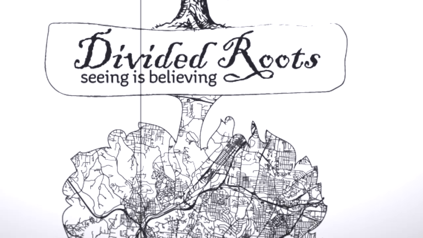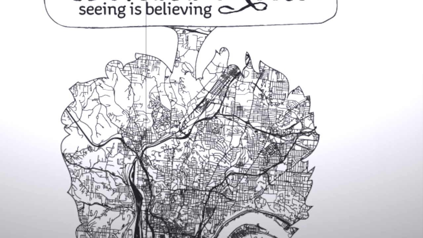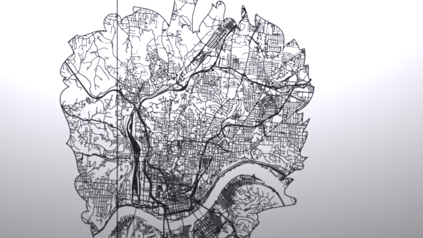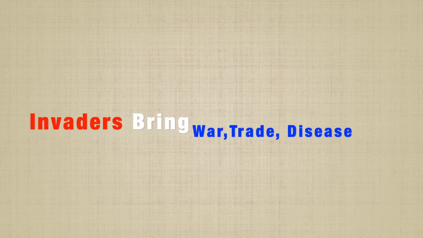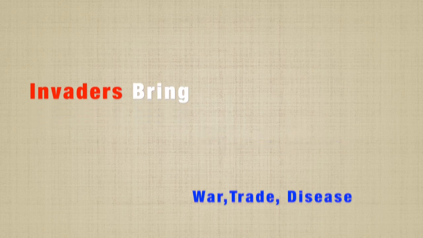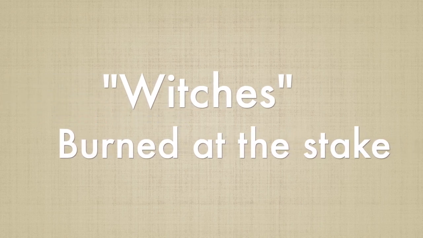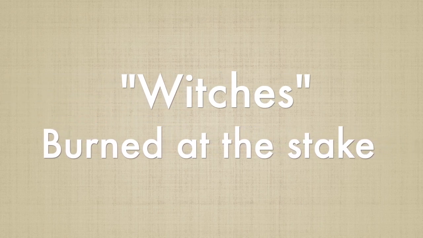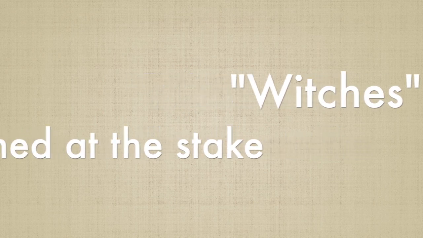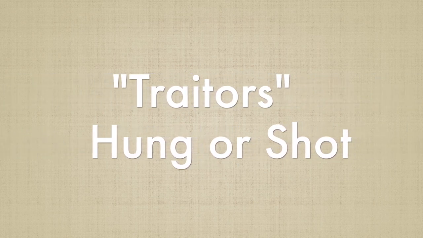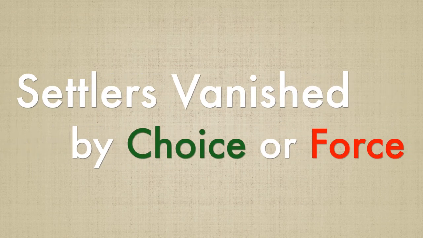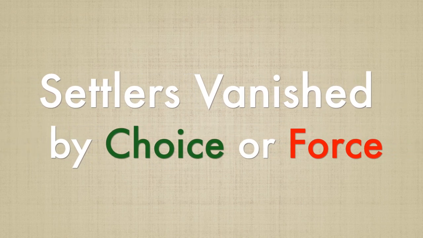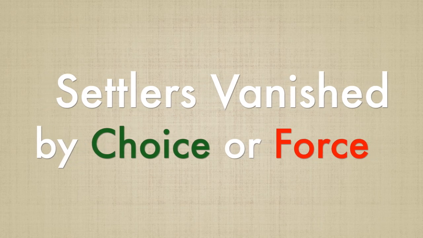Roots were divided. Long, long ago. It started off when the invaders had brought war, trade, and disease to its shores. They had also killed some of their own people through the Salem witch trials and through other tribunals that accused people of being traitors or anti the group. But where did these ideals come from? Why did some colonies or settlements disappear?